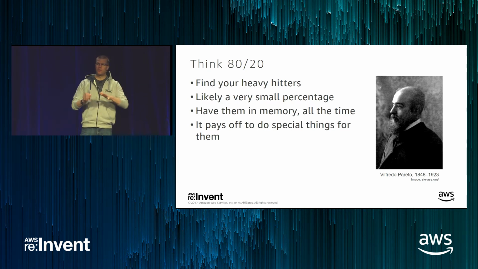I want to keep those things in memory on the application instance and not do something like an external cache. So if you're able to find those heavy hitters, you can adapt to that inside of your application, inside of your caching. And you will make a huge impact out of it, because even if you do that for a very small percentage, it will have a huge impact on your overall system.